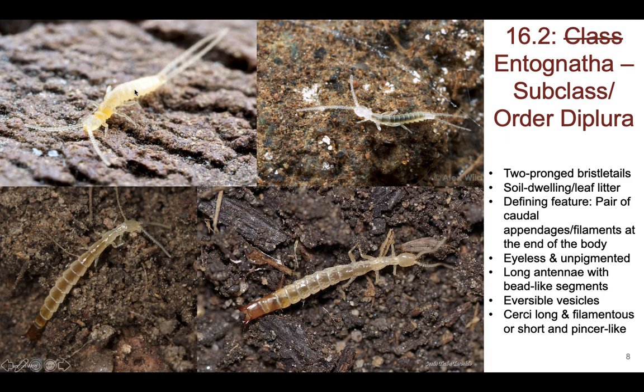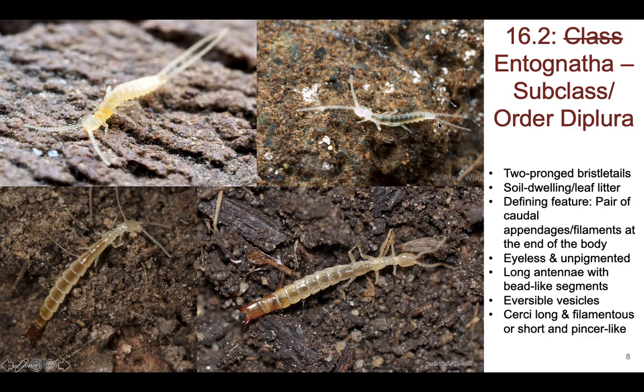Some of them will have a little pigment in their cerci, which are these appendages that come off the tip of the abdomen. So here they're pincer-like. And then here they're long. They have long antennae with bead-like segments on them that you can see here. That's a really great way to identify them. Their abdomens have these weird eversible vesicles on them that they can stick out to help them absorb water.